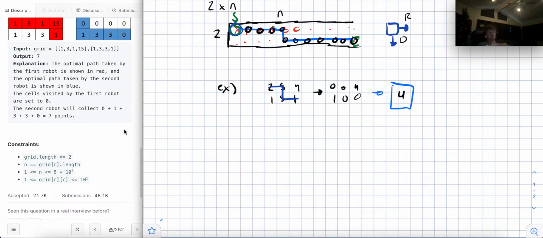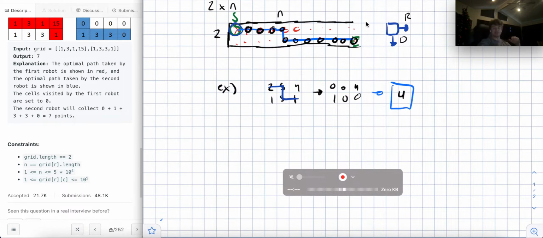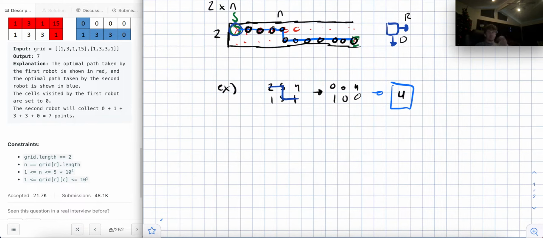If I'm the first robot and I want to minimize what the second person will do, and they start at the same spot I do, and they're trying to get to the same spot, and they have the same restrictions about what they can do, well then, if I want to minimize his score, I should maximize my score, and that'll result in his score being minimized. It seems that way, right?